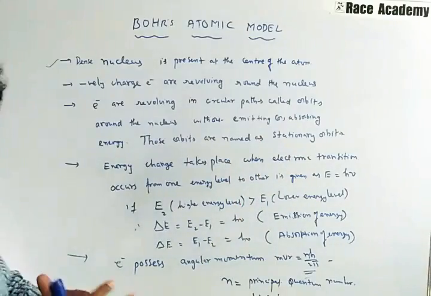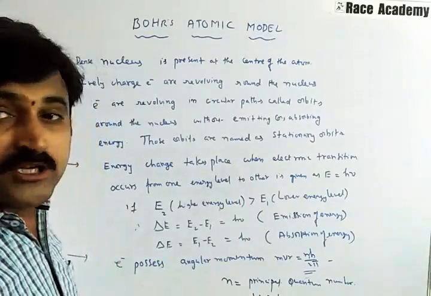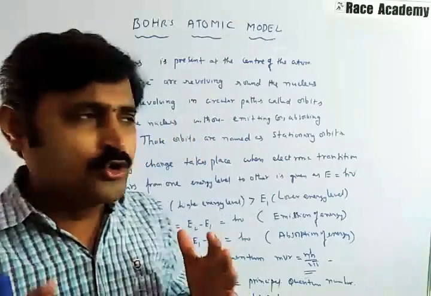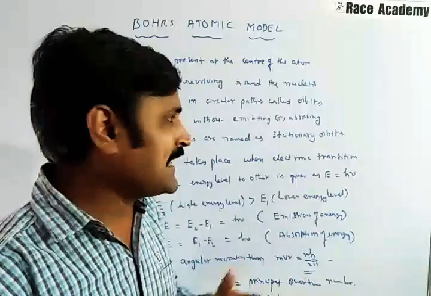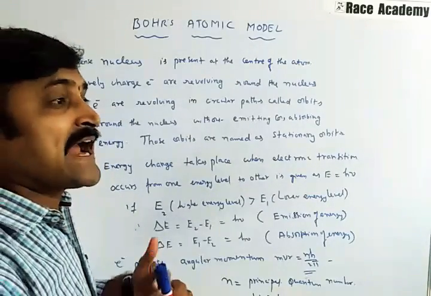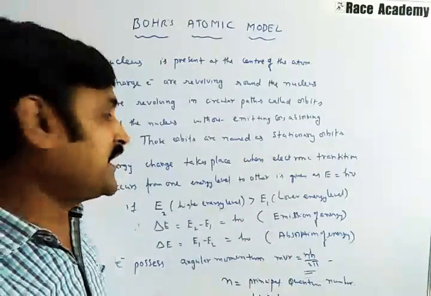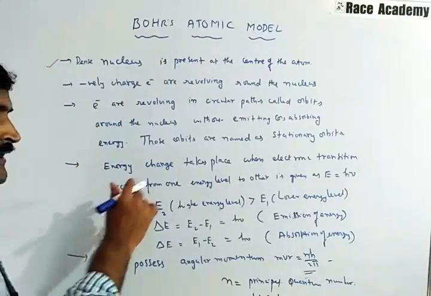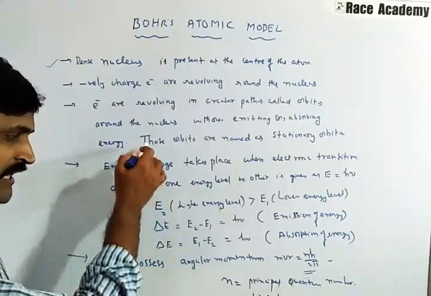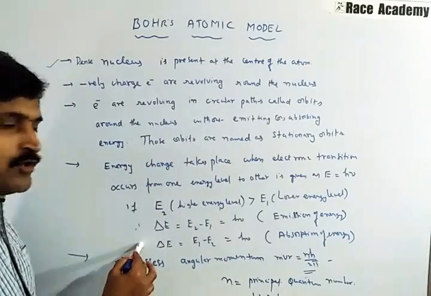That means as long as the electron is revolving around the nucleus, it won't lose or gain any kind of energy. So if it happened, that means the atom may go to an unstable condition. In that condition, energy absorption or energy emission may take place. That was given in the formula E is equal to h nu.